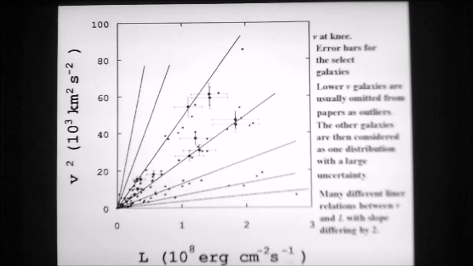You'll notice that these galaxies down here, and there's not many of them, but they generally tend to be ignored by other papers. Here we're including everything that has an RC. You'll also notice the slope of this line is approximately twice the slope of that line, the slope of that line is approximately twice the slope of that line, etc.